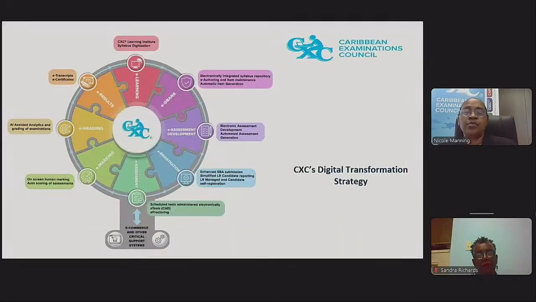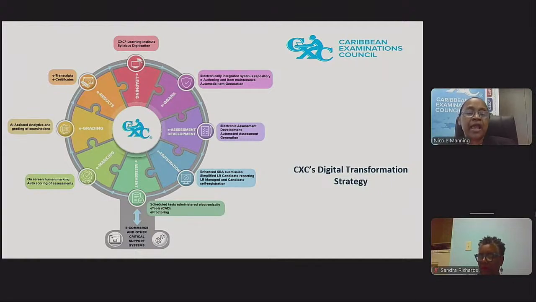In order to do so, CXC has created what you're seeing on screen as our digital transformation strategy. And as you're seeing, we have presented before you eight main components of this strategy. I'm not going to go into details because this could be a presentation by itself, which of course we can have the opportunity to do. But just to note, of clear importance are the innovations that we have explored in the digital transformation of our qualification management and assessment delivery.